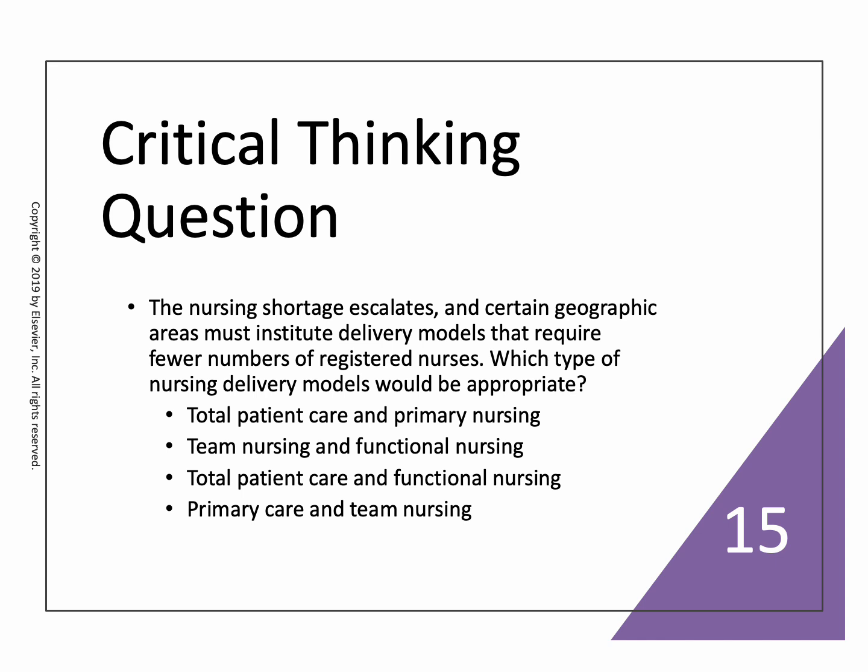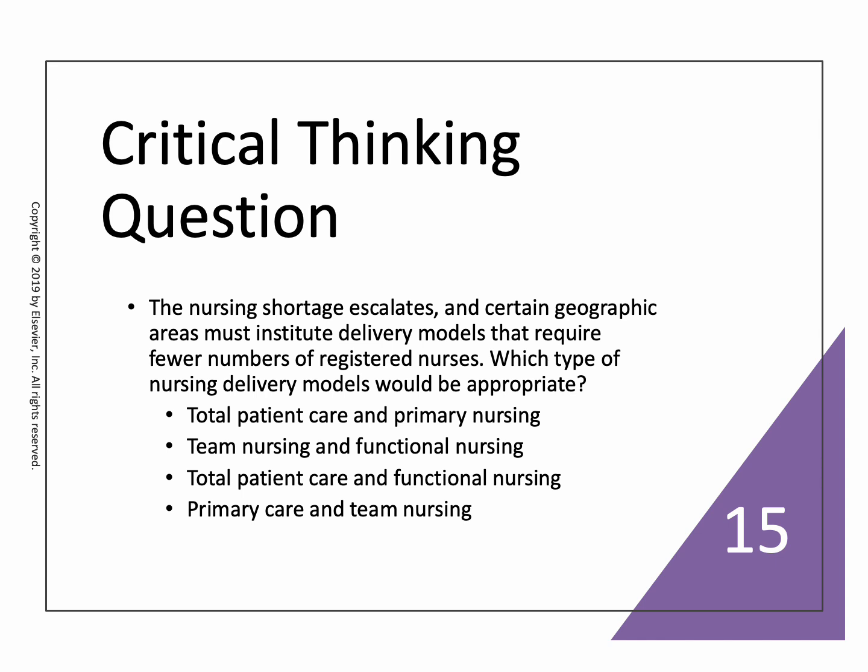The correct answer is B, because one advantage of team and functional delivery models is quality, comprehensive care provided with more ancillary staff. A is incorrect because total patient care and primary nursing use RNs for all aspects of care.